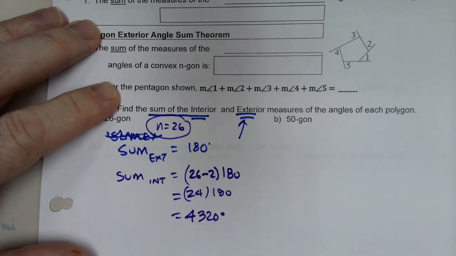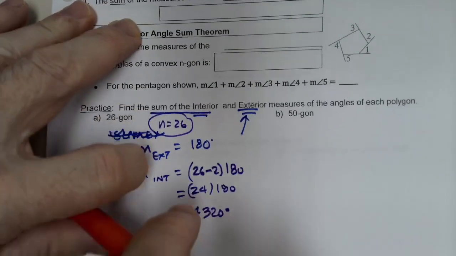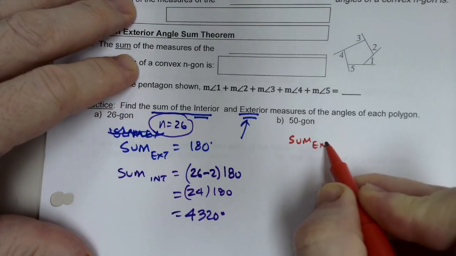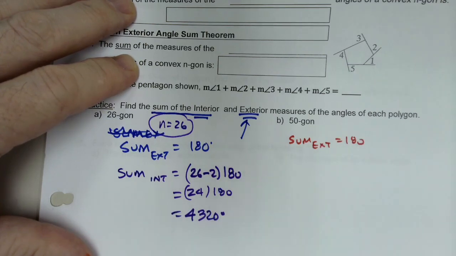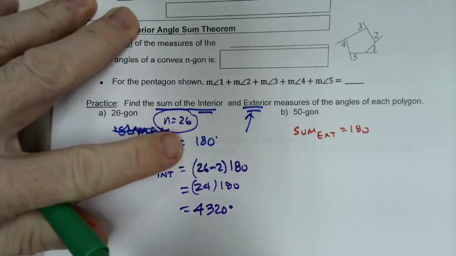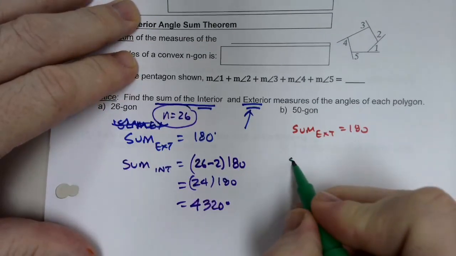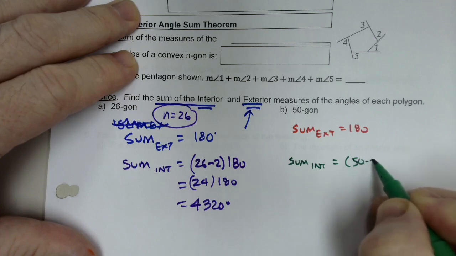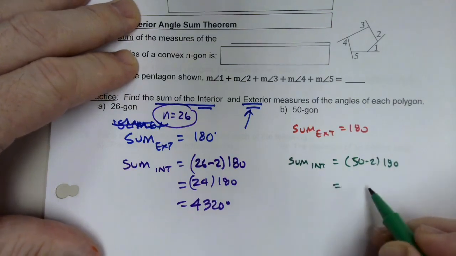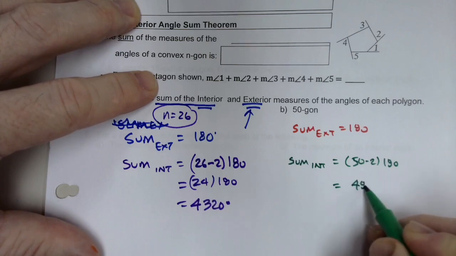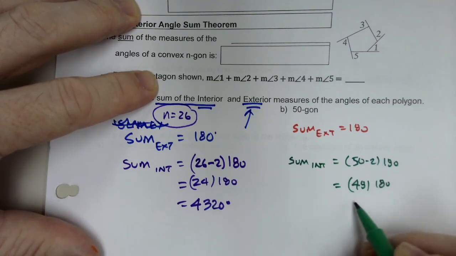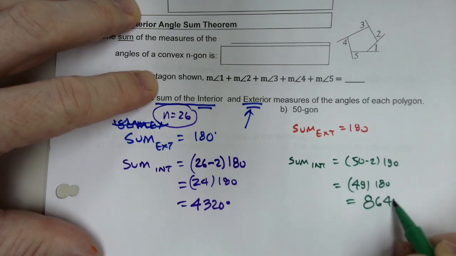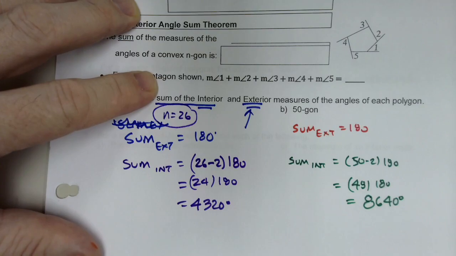We can do the same thing for a 50-gon, answering the easy one, the sum of our exterior. Just have to have it memorized. Exterior is going to be 180. Whereas the interior, we're going to do the same thing we did the last time. We're going to take our n, which is 50, subtract 2 from it, put that in our calculator, and given that that would give us 48 triangles, each of them with 180 degrees, we'll end up with 8,640 degrees on the inside.